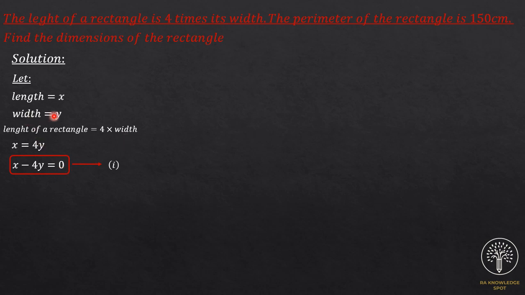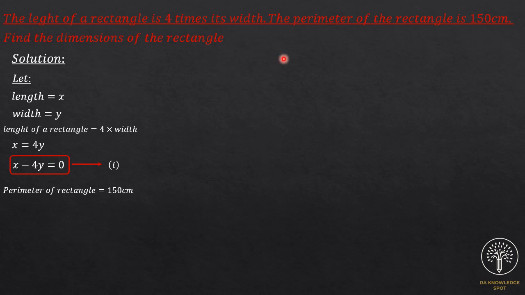Now, what is the length of the rectangle? Length means x, it's just x. Equal is as it is, then 4 is as it is, multiplied by width. Now what is your width? Width is your y, and this becomes the equation that you have to call equation number 1. This is your equation number 1.